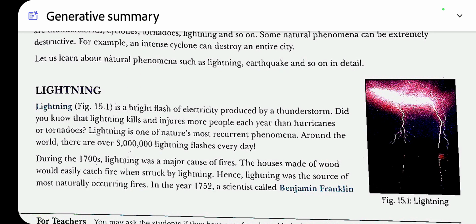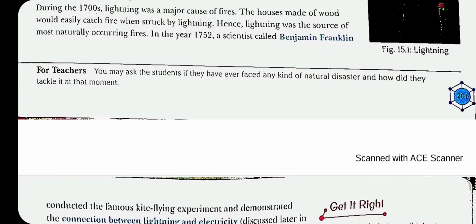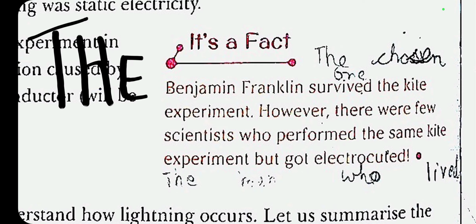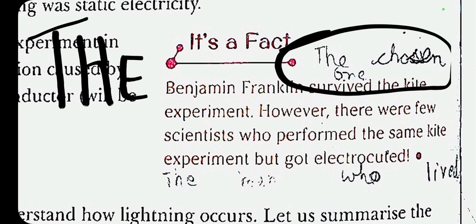Next, in the year 1752, a scientist called Benjamin Franklin. Now you may remember this person because he is the chosen one. Yes, he is the man who lived. So how?